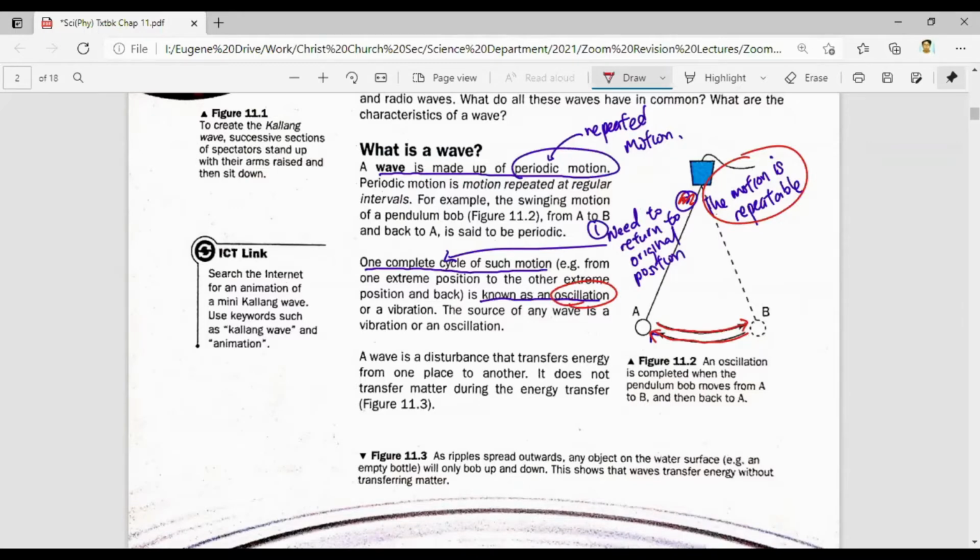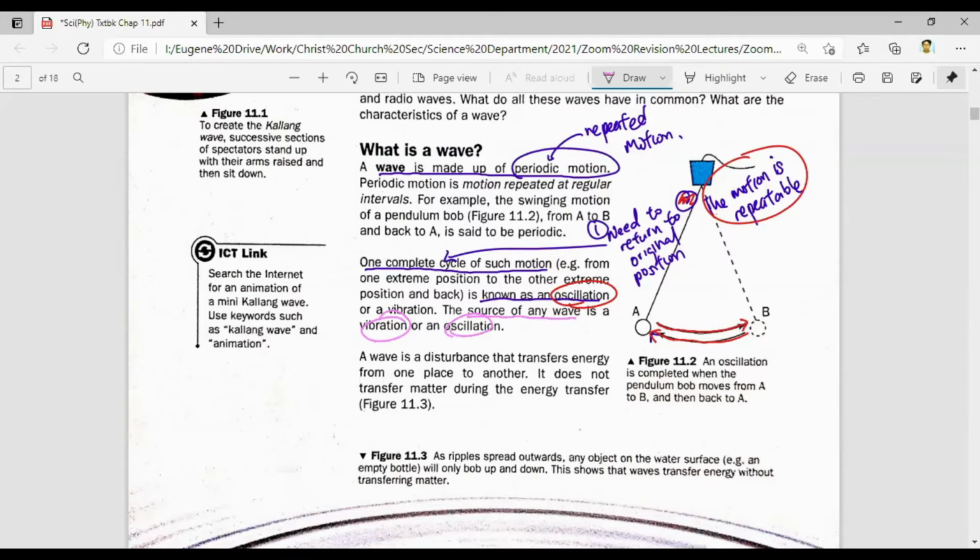Now, I want you to take note of this part over here. The source of any wave. Okay, so for you to produce a wave, what do you need? You need a vibration or an oscillation. So this is an oscillation, that's why you can produce a wave. A vibration, okay, I think most of you would also know what a vibration is.